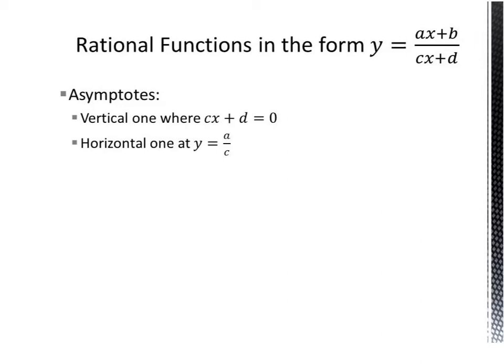So the next thing is to look at a rational function in a little bit different of a form. And so this one is (ax + b) over (cx + d). And because you can never divide by 0, if we set the bottom equal to 0, that's going to give us what x can't equal, which is a vertical asymptote. And we happen to find our horizontal asymptote by taking the leading coefficients off the top and the bottom. So make sure you have that written down and let's see if we can utilize it.